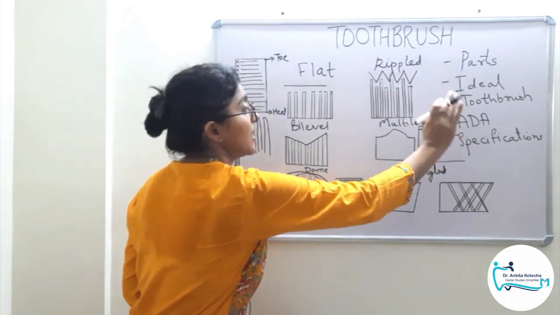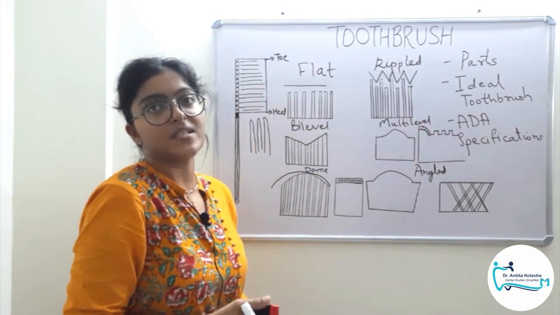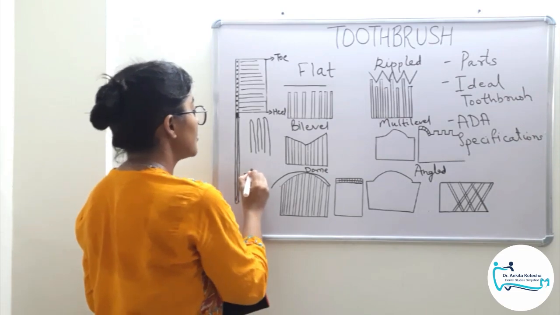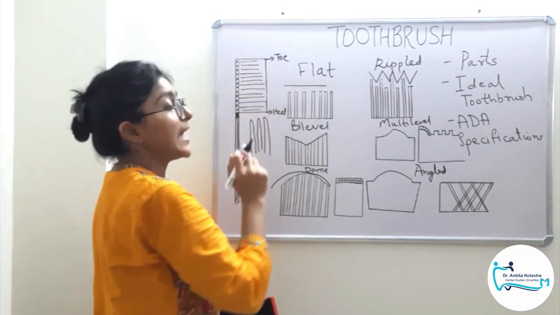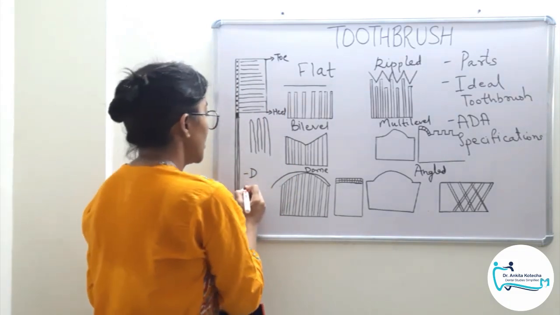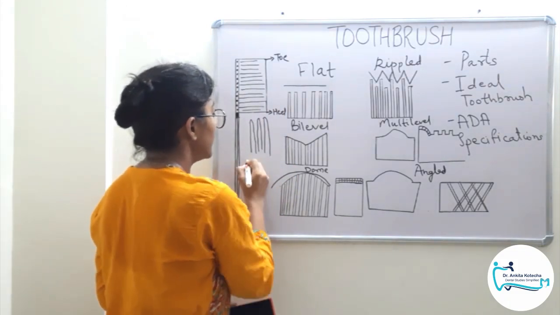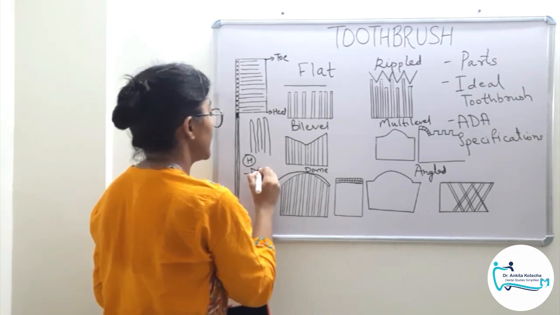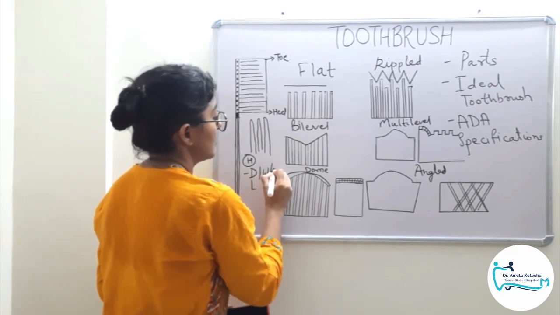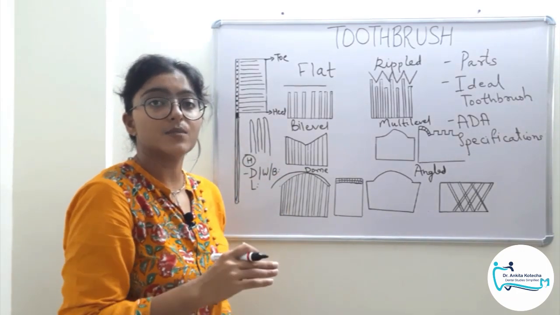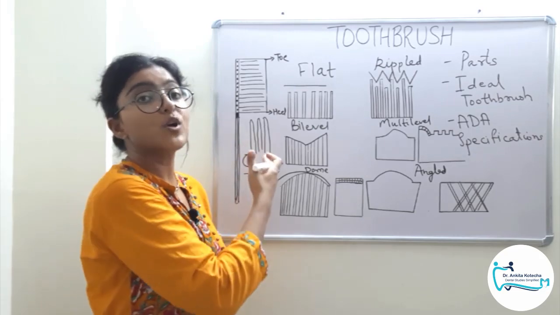Coming to the main part of the toothbrush, that is ADA specifications. Under ADA specifications, we have dimensions of the head, dimensions of the bristles, and the overall dimension. Okay? Talking about dimensions of the head. Under head we have diameter and length, that is breadth, width. Now these dimensions are specified either in terms of inches or the number of tufts.